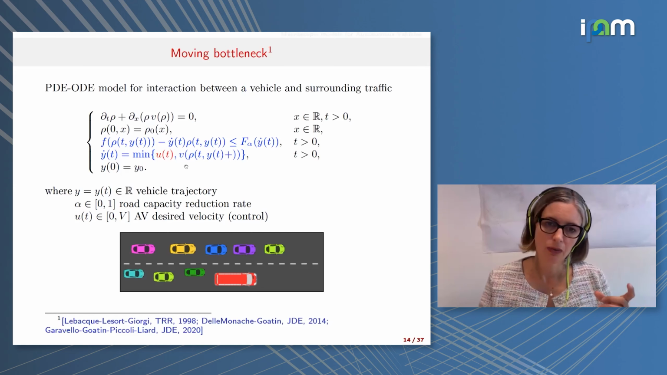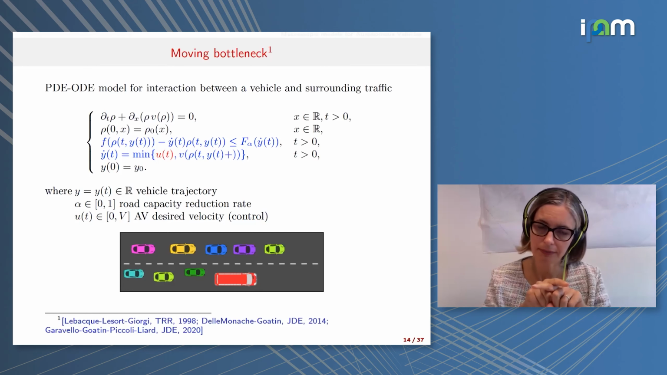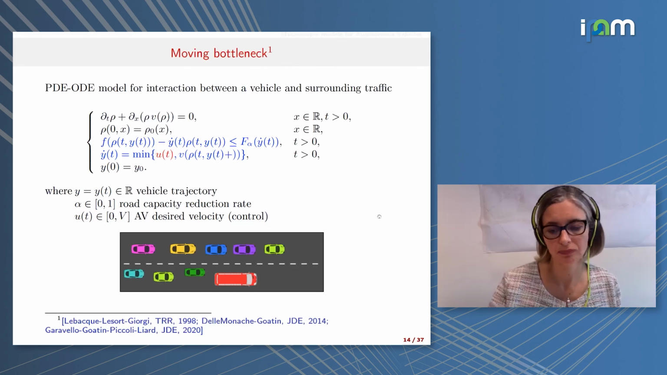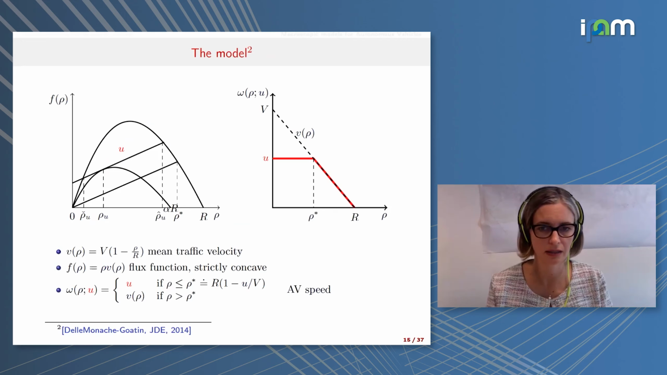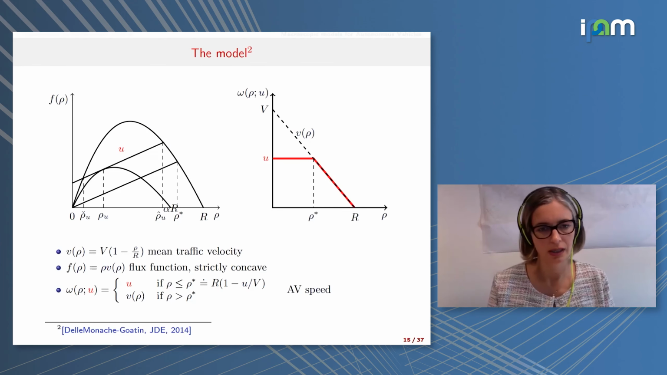So we have a system made by a PDE and an ODE, and they are mutually coupled because they influence each other. Okay? So mathematically, this is not easy to deal with, but this is another representation of what I just told you. This is the problem of the capacity reduction.